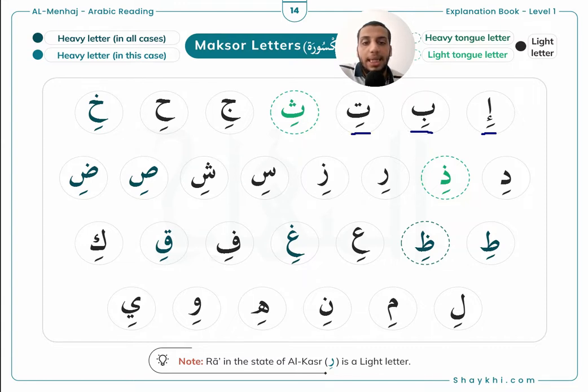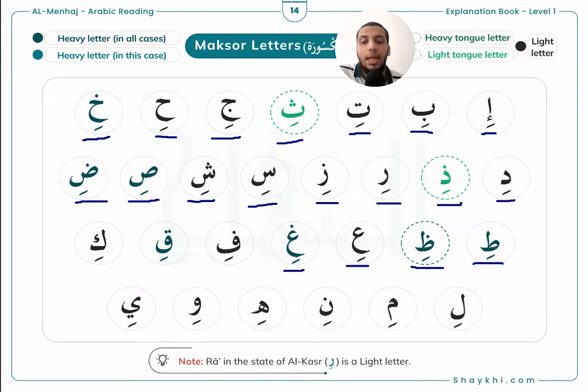E, B, T, C, G, H, Khi, D, Z, Ri, Z, Si, She, Si, Di, Ti, Zi, I, Ghi, Fi, Qi, Ki, Li, Mi, Ni, He, We, Ye.